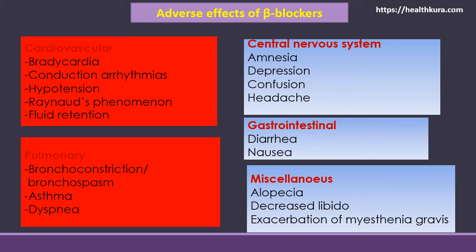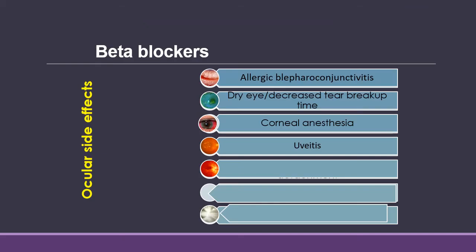Other side effects on the CNS are amnesia, depression, confusion, headache. On the GI tract, it causes diarrhea and nausea. In miscellaneous, it can cause alopecia, decreased libido and exacerbation of myasthenia gravis. So these were the systemic side effects. Now we go to the ocular side effects.